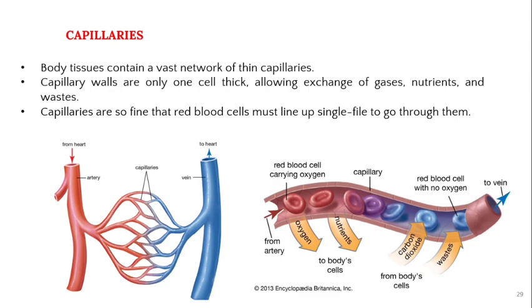So the first picture shows the veins and the arteries connected by the capillaries. In the capillaries, there is an exchange of materials such as the red blood cell carrying oxygen, the nutrients, the carbon dioxide, and the waste.